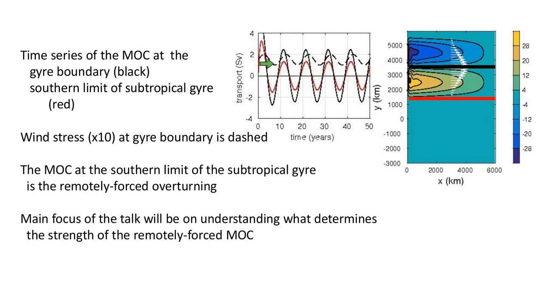The dashed line here is the wind stress amplitude times 10, just so it'll fit on the graph. And you can kind of see the phase. But what's interesting here is the red line is the overturning at the southern limit of the subtropical gyre. So this black line, if we just calculate the Ekman transport at the gyre boundary right here, is essentially the barotropic return flow. That mechanism's been recognized for quite a while.